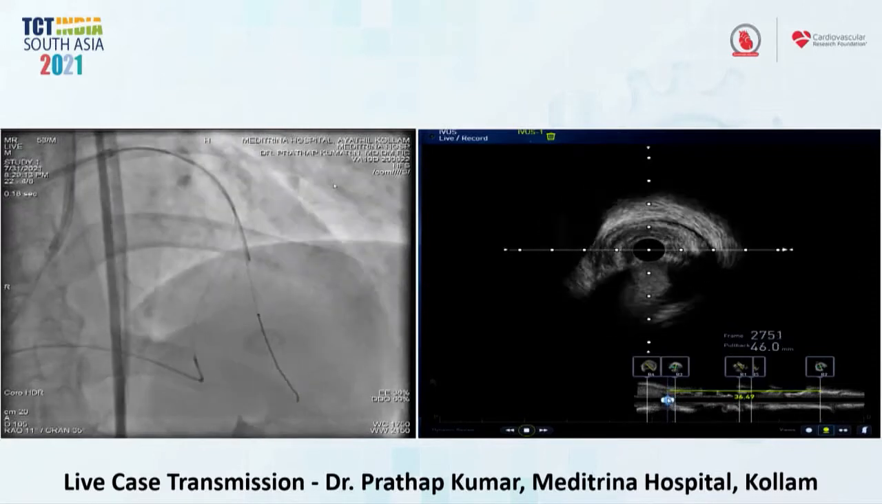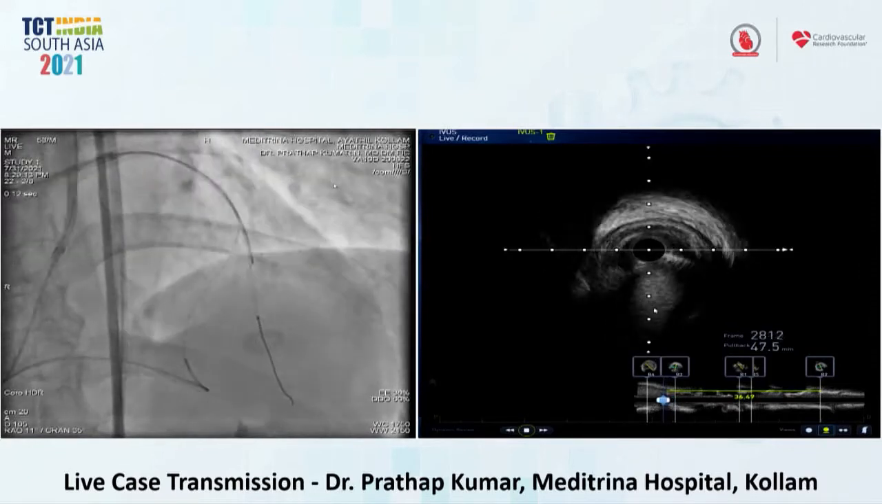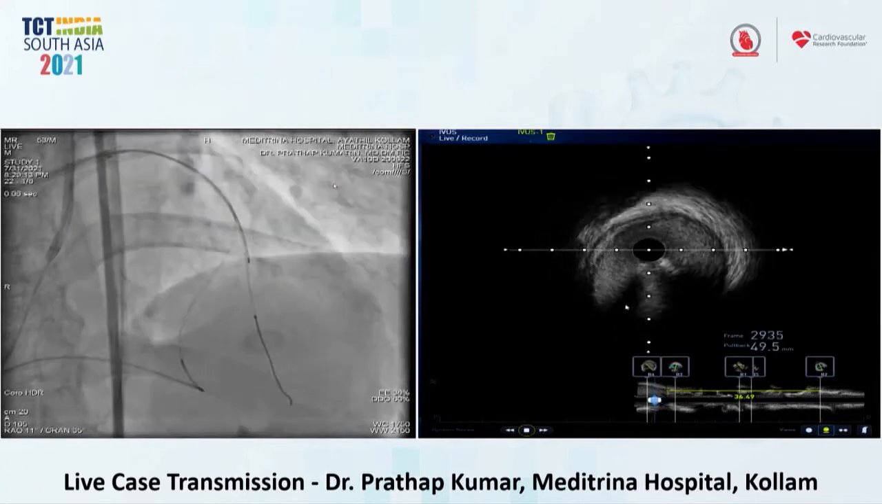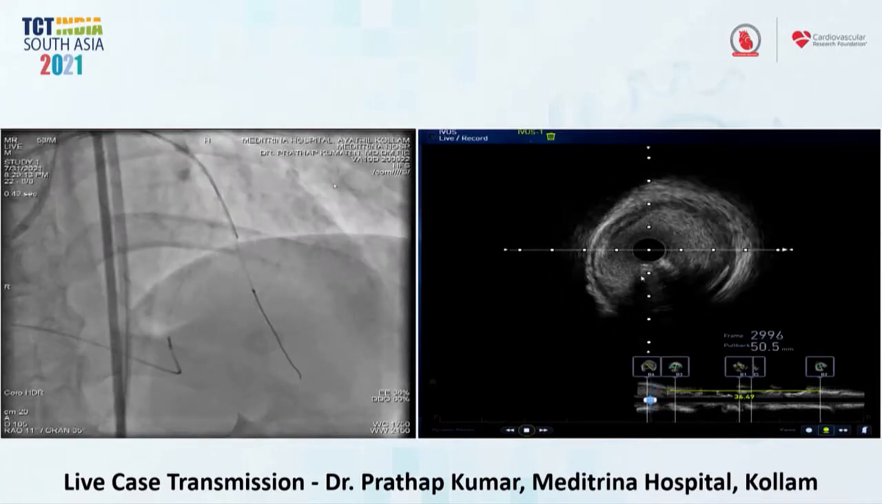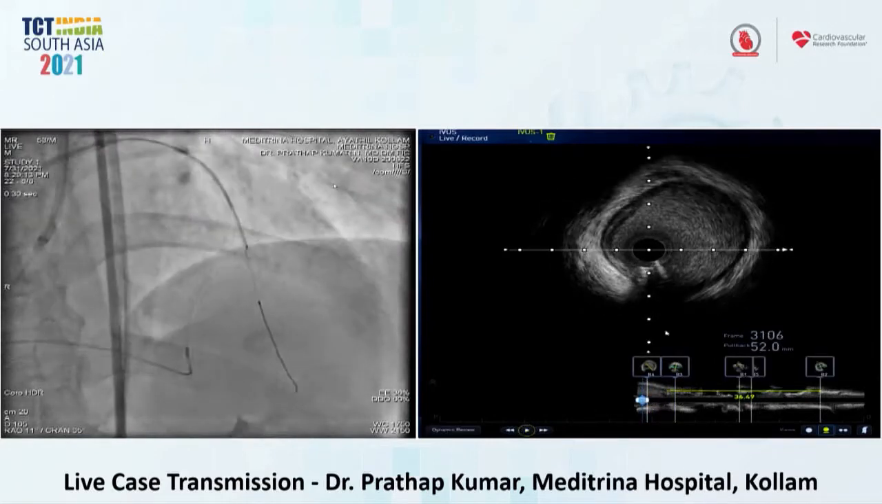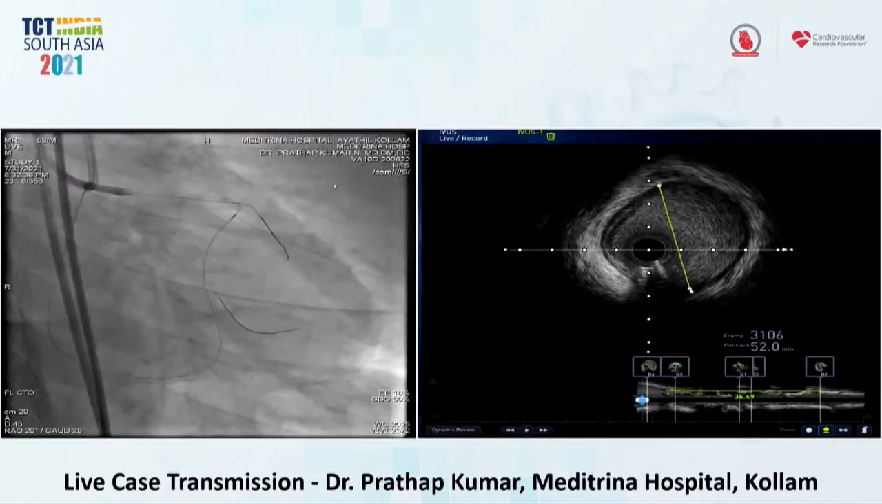We can see here almost the ostium, up to the ostium. You can see the circumflex coming from the 6 o'clock to 8 o'clock position. LMCA is disease free, totally free of disease. Looks like a 4.25 vessel. Yeah. So the next shot, can you just show? We decided to take a cutting balloon.